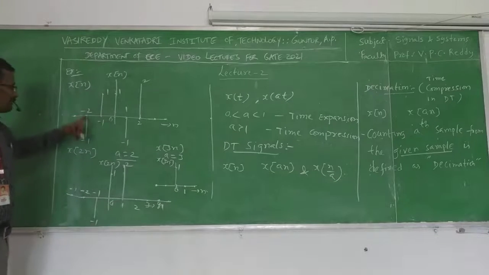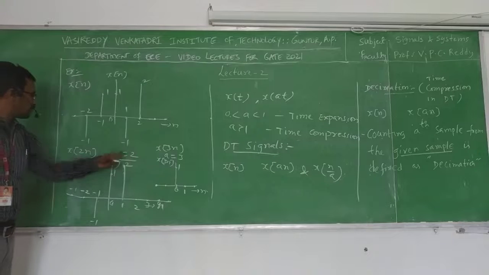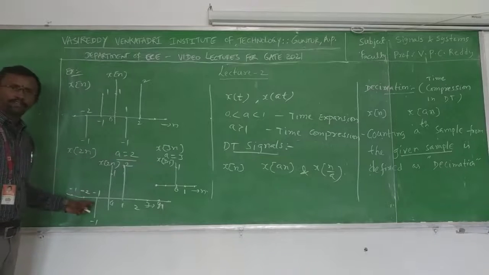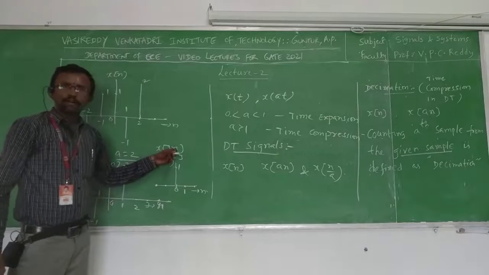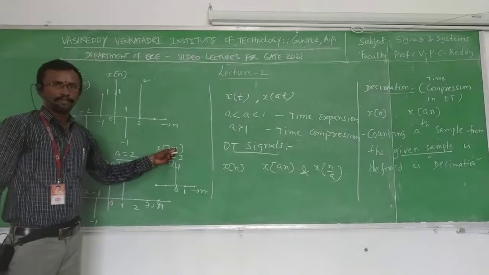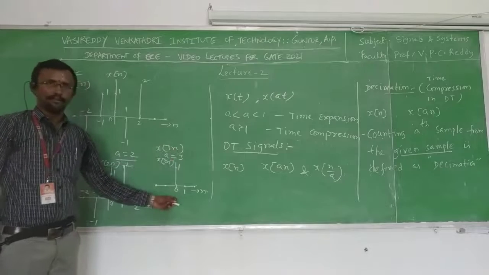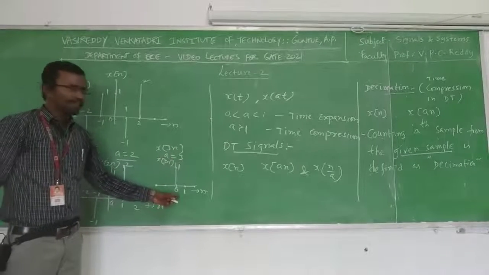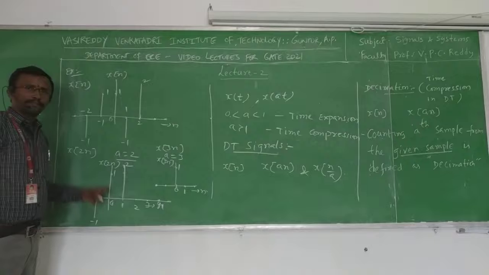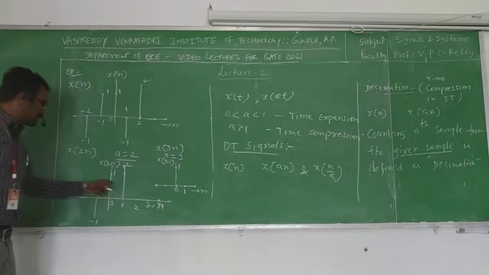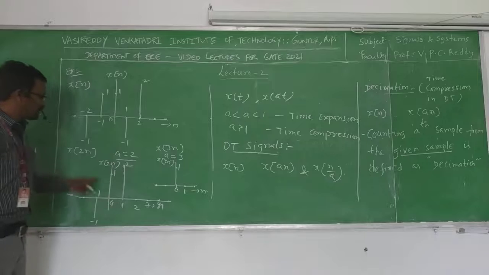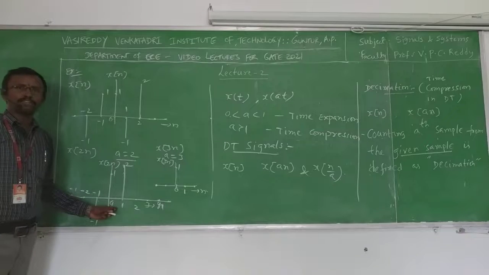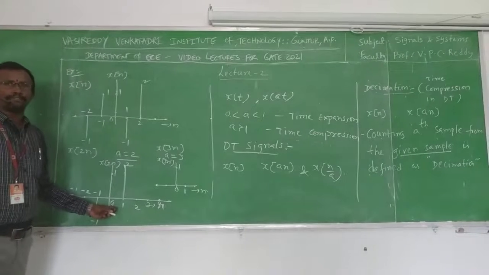First of all, we have to identify a. If a is equal to 2, we have to count the second sample from the given sample starting from origin. If a is equal to 3, we have to count the third sample from the given sample starting from origin. Why are we starting from origin? Because the 0th sample remains the same. Why? Because time scaling doesn't have any effect on the 0th sample. That's why we are choosing the 0th sample as the reference.